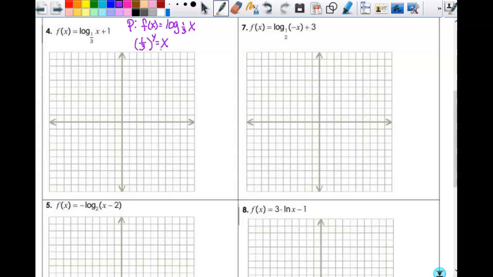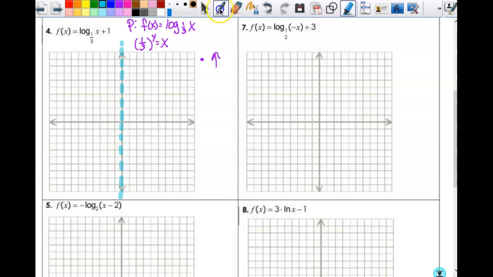Then what kind of transformations do I have going on? Up 1, okay, and that's it, right? So since all I'm doing is moving it up 1, does that affect where my asymptote is? No, so I'm going to get that drawn in first.